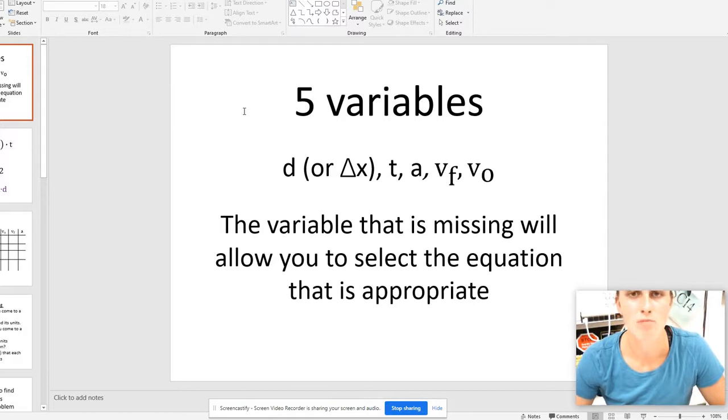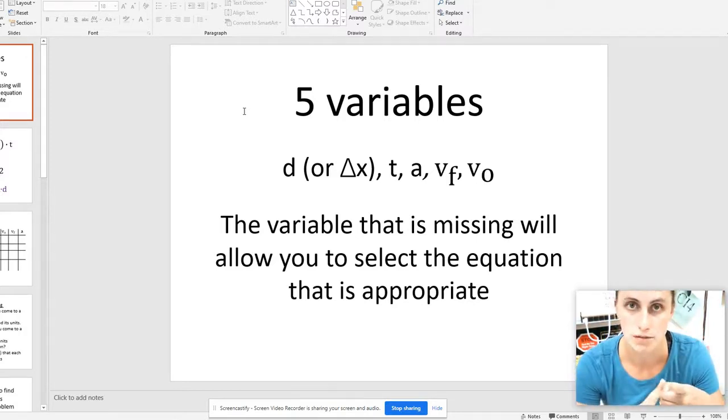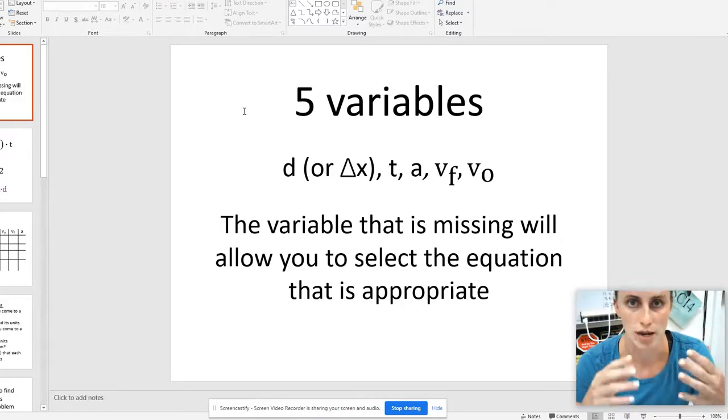We've been talking about motion in a couple of different ways. We've been using words to describe motion. We have been using graphs to describe motion. And today we're going to use equations to describe motion. We're going to be talking about the kinematic equations.